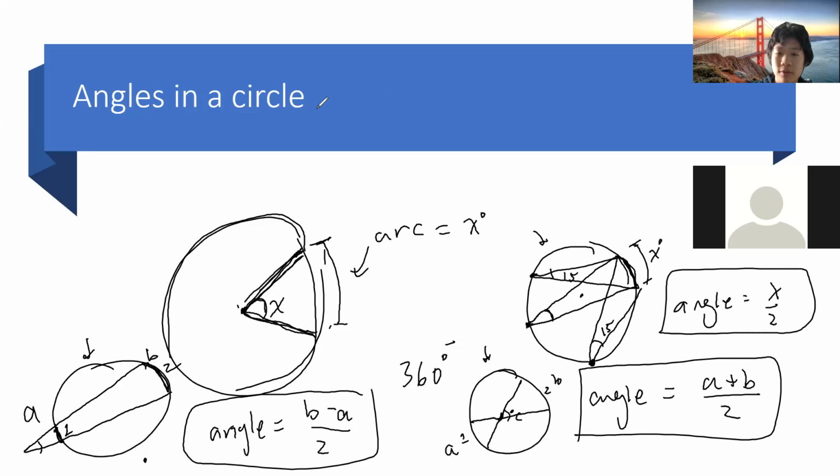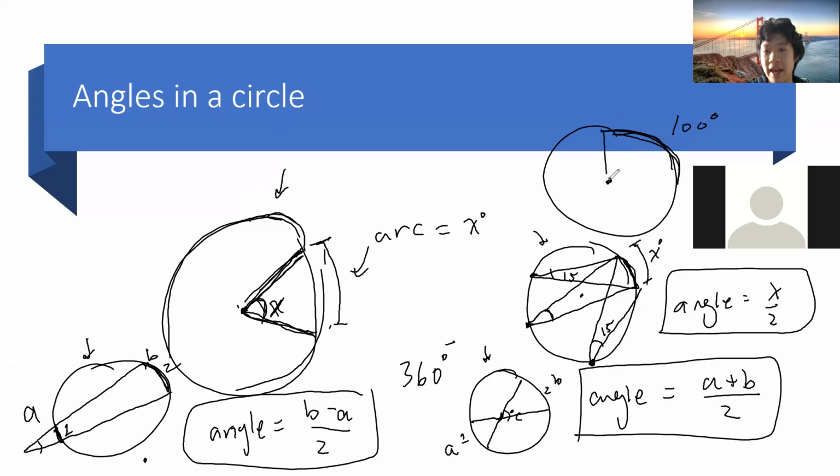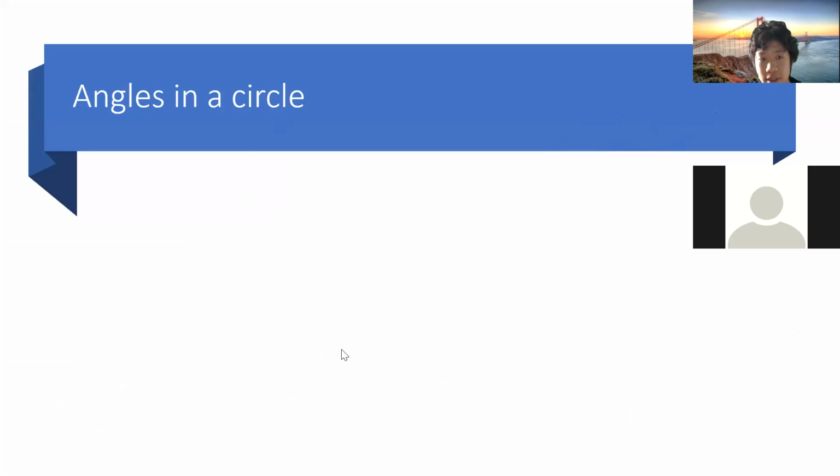Cool. So the last scenario right here, this is the most basic scenario. If the angle is centered at the center of the circle, then the angle length is equal to the arc measure. And that's how we define the arc measure. If we have an arc of 100 degrees, then the angle from the center must equal 100 degrees because that's how we define the arc. So that's how we do angles in a circle.